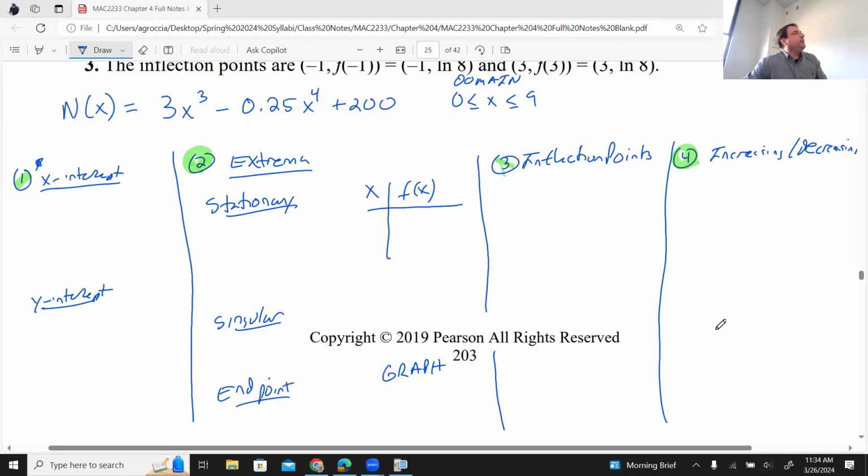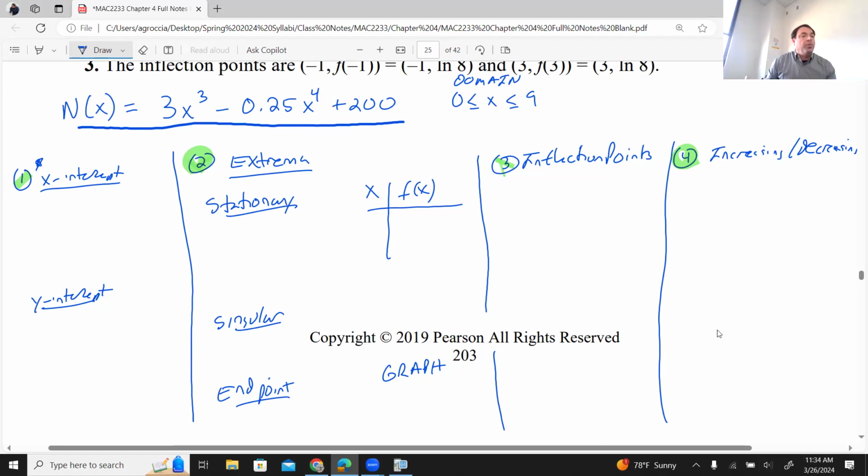Okay, so where we left off at the end of last class was this problem. This problem is really nice because it summarizes everything about analyzing a graph. First of all, remember the goal: we're analyzing this graph, y = 3x^3 - 0.25x^4 + 200, given the domain of 0 to 9, including 0 and 9.